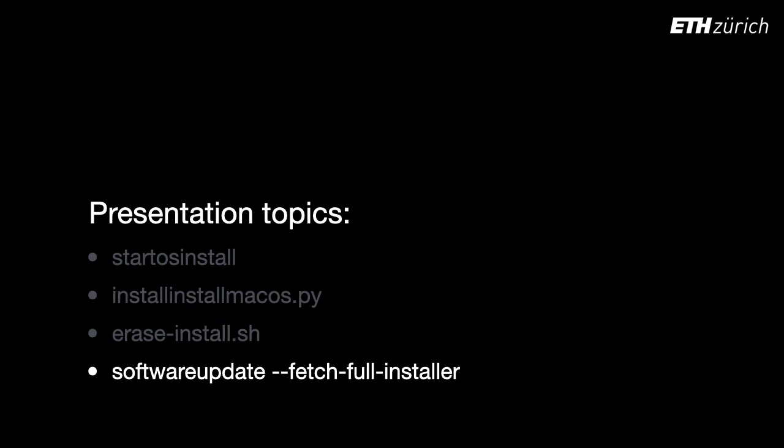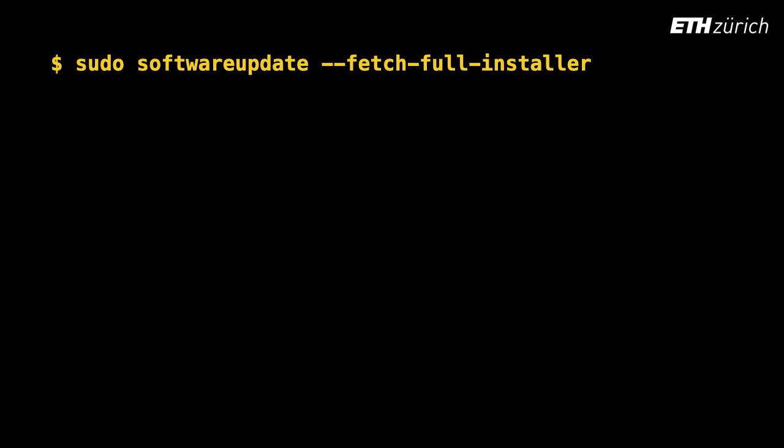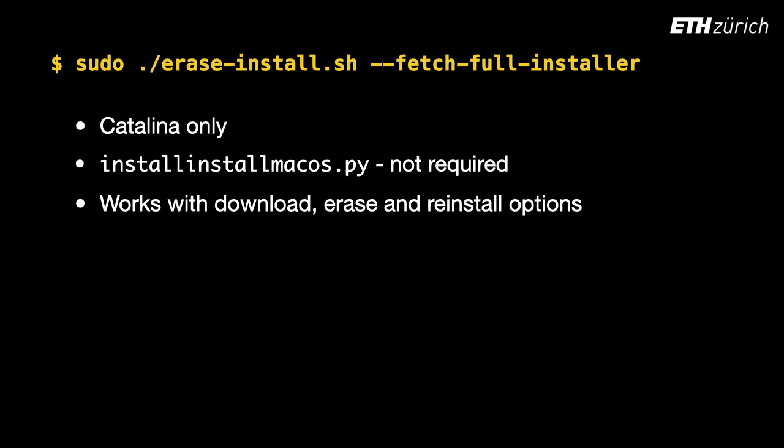A quick note about fetch-full-installer. This was added to the softwareupdate command with the release of Catalina. It operates somewhat like installinstallmacOS, although with fewer options. By default, it will download the current recommended version for your system. You can specify, however, a particular OS or version to try to download with the full-installer-version flag. There is no way to show a list of available builds, so whether a request will work is trial and error.